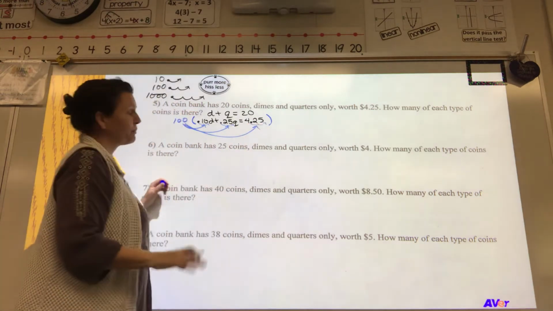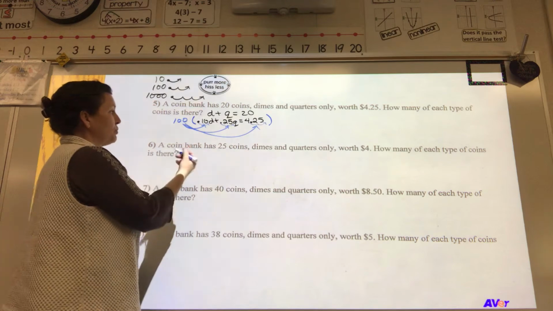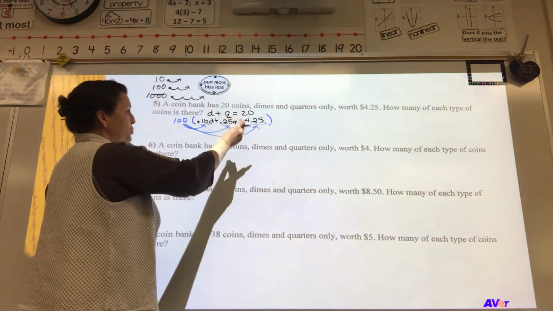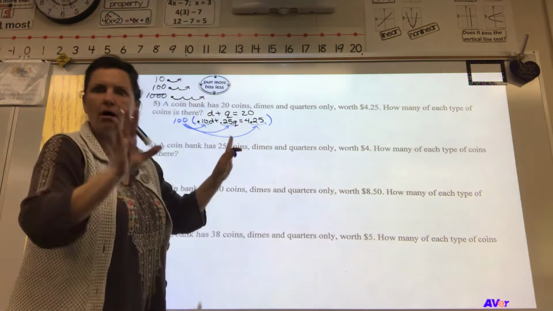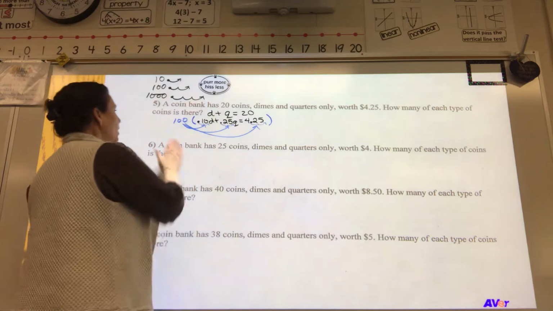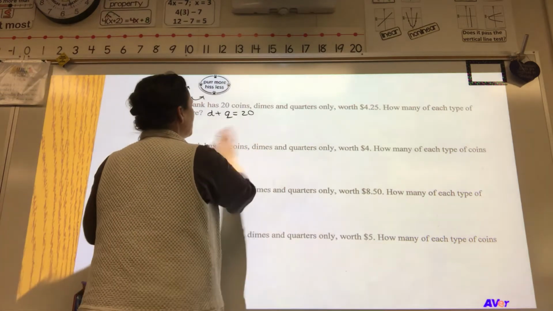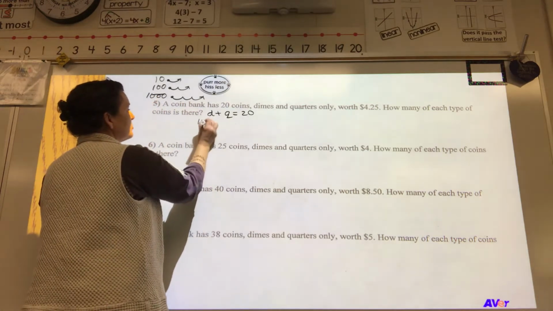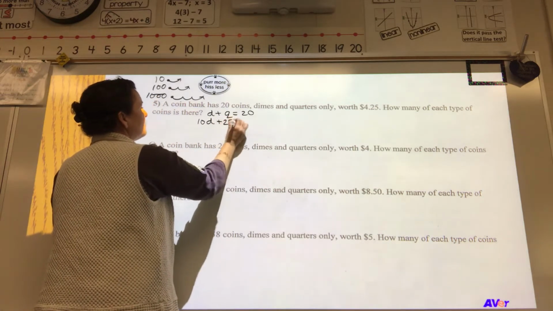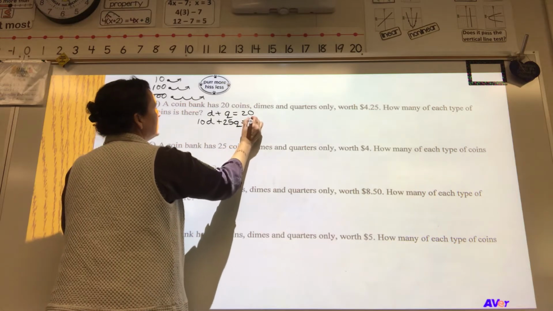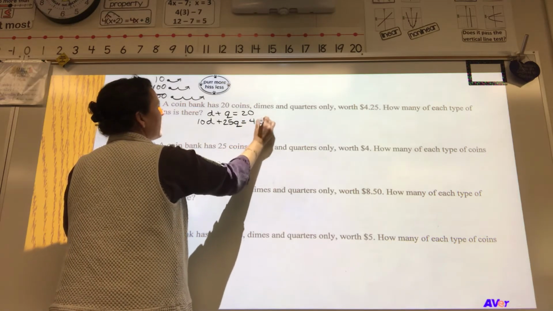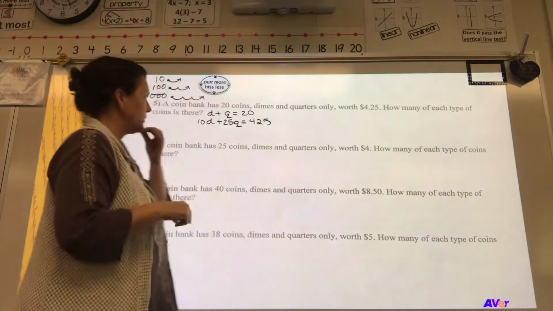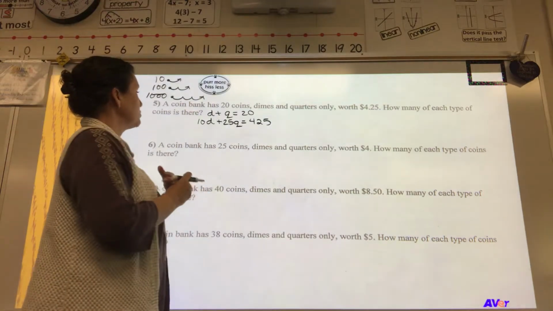Now we've already practiced this. So our new equation would just be 10d plus 25q equals 425. Decimals gone. That's like magic. I'll be honest, I multiply by 100 in my head and then I just eliminate all the decimals. So now I have 10d plus 25q equals 425. Notice the decimals are gone. I magically multiplied by 100 and made them disappear. I don't normally show that step, but you're welcome to.